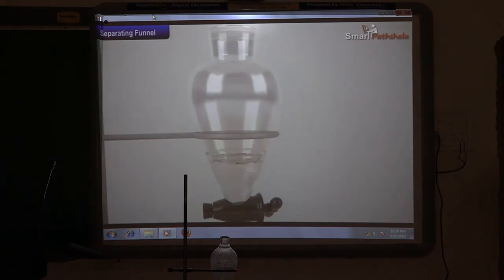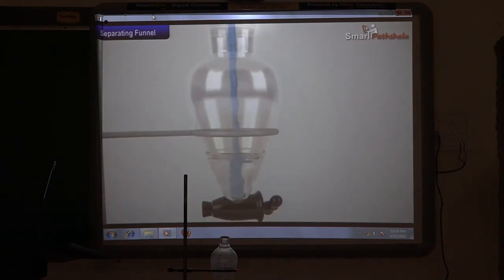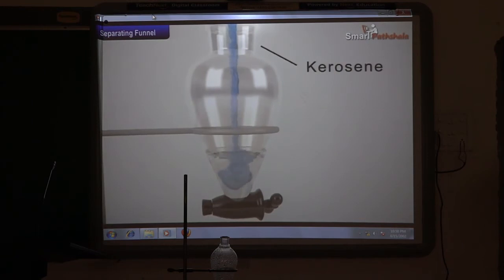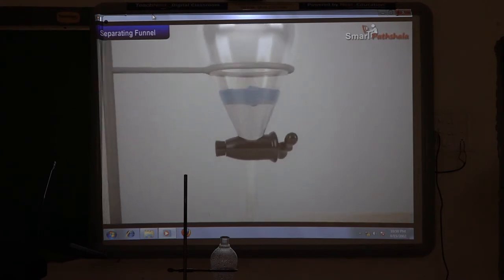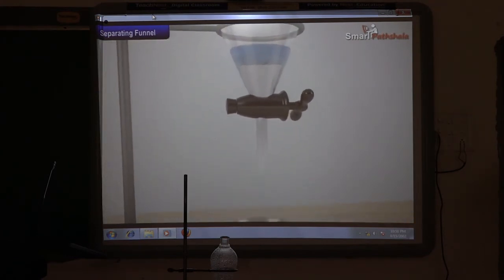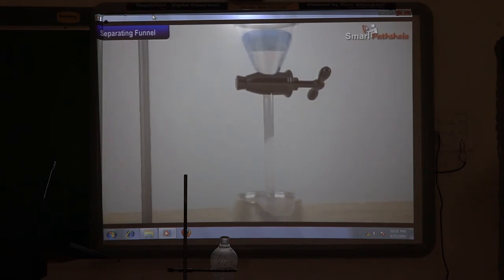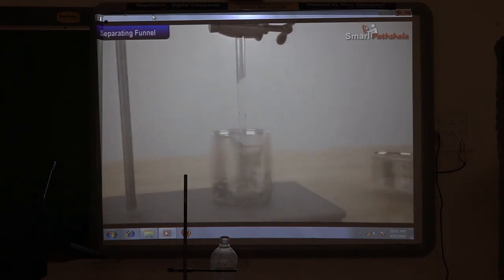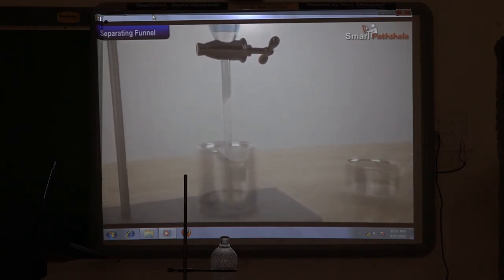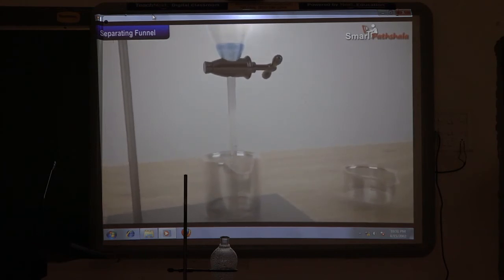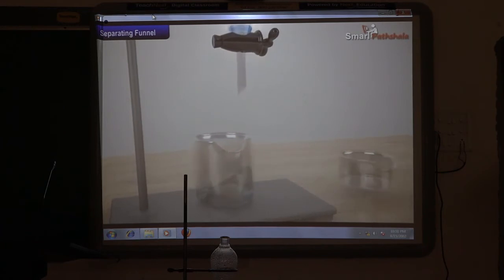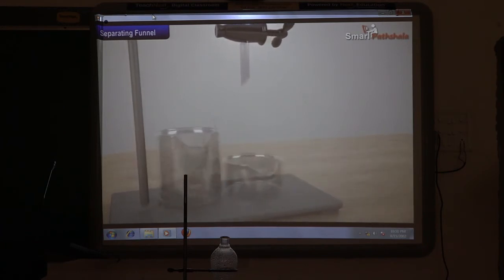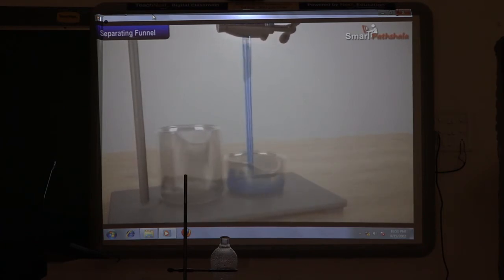Pour the mixture of kerosene oil and water in a separating funnel. Clamp the separating funnel on an iron stand and allow it to stand for some time. Open the stopcock of the separating funnel and pour out the lower layer of water carefully and collect the water in a beaker. Close the stopcock of the separating funnel as the oil reaches the stopcock and is left behind in the separating funnel.